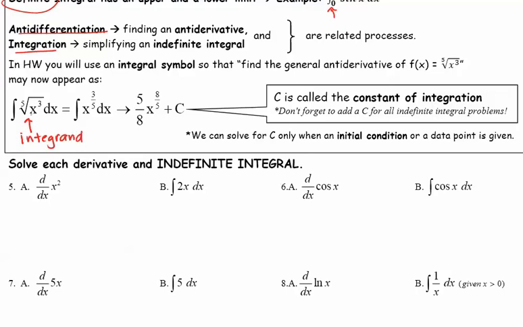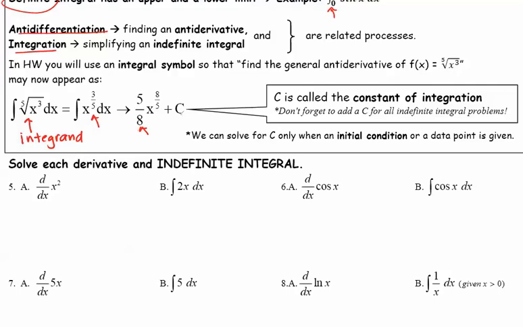So if it is given in radical form and you want to reverse the power rule, remember to change roots into exponents. And then to reverse the power rule, we add 1 to the exponent, and then we divide by that exponent. So to divide by a fraction, of course, you'll multiply by its reciprocal.